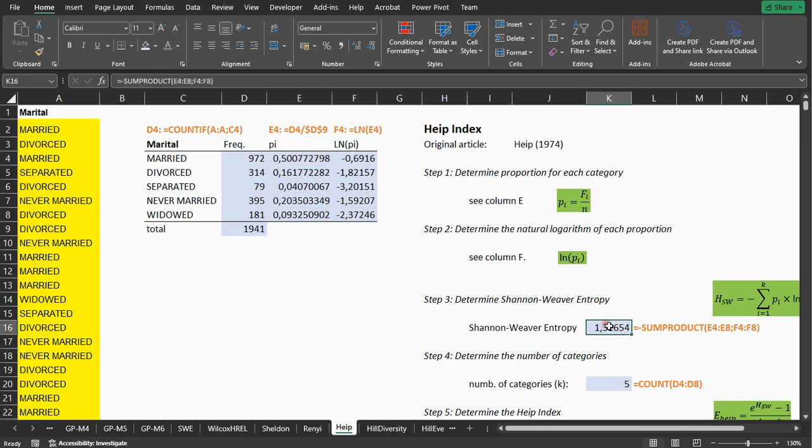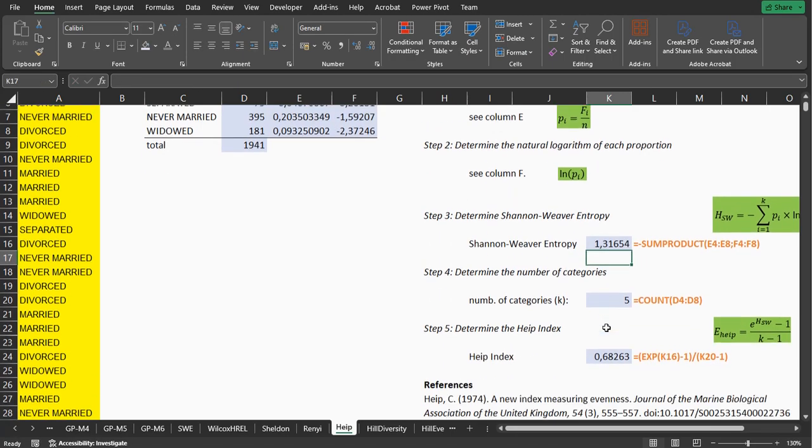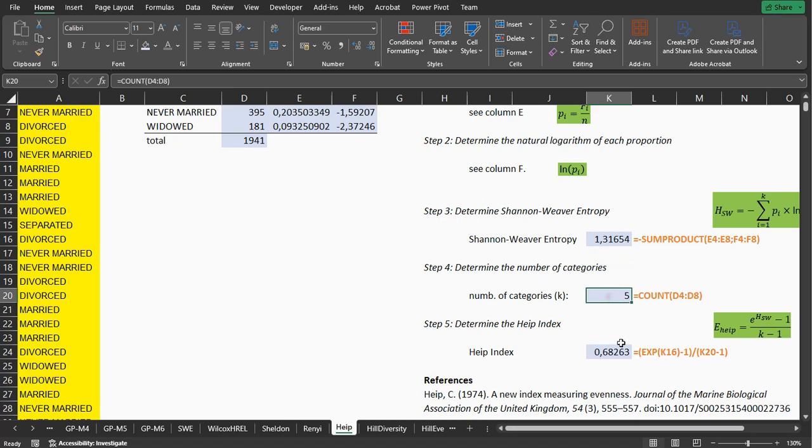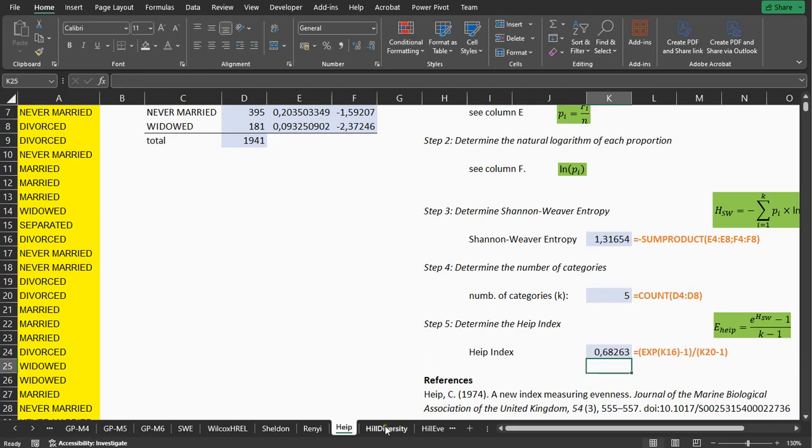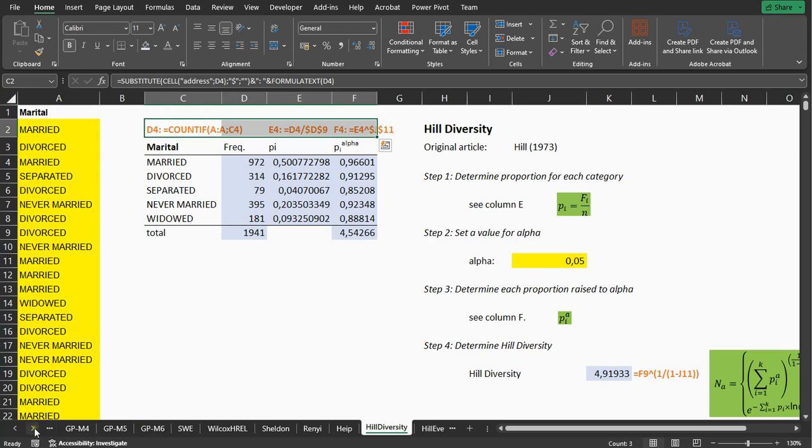There's the Heip Index, which again uses, similar as the Shannon, the natural logarithm. Again, it even uses the Shannon-Weaver entropy, as you can see, so that's all the same. And also this one adjusts it for number of categories, but in a different way than the previous one. It takes the Euler number to the power of that Shannon entropy minus 1 and divides it over the number of categories minus 1.